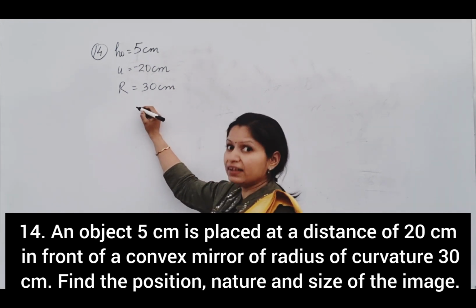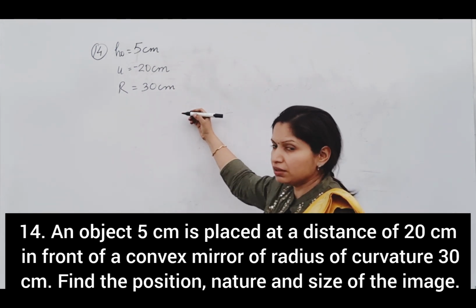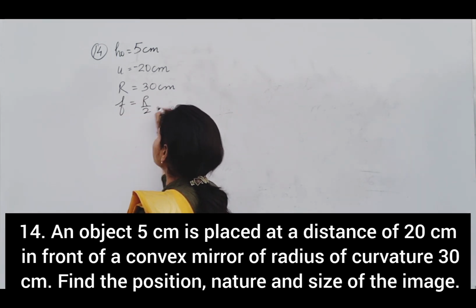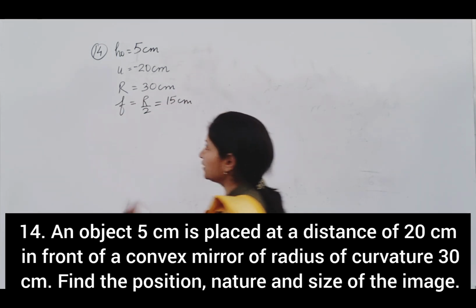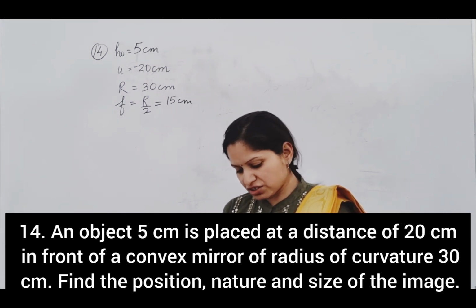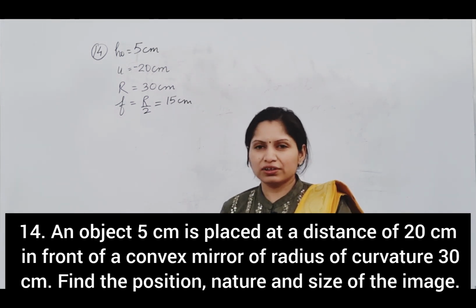If radius of curvature is 30, it's positive because it's for a convex mirror. And if radius of curvature is 30, then focal length is half of this. So it's going to be 15 centimeter. Just take care that focal length is not given, radius of curvature is given. Find the position of the image, its nature and size. So we can do all that very easily.